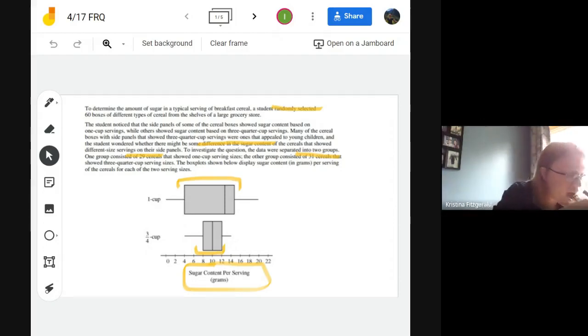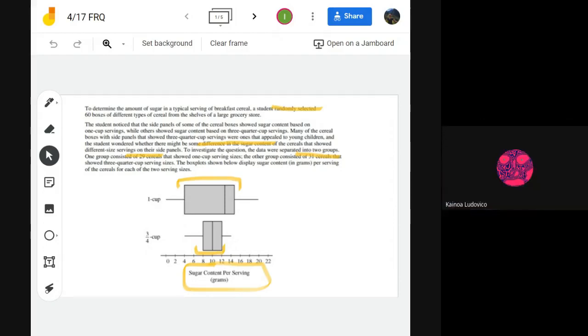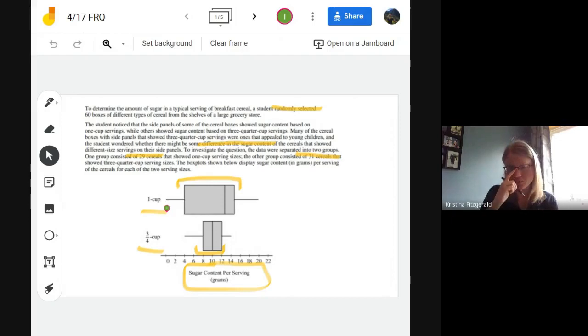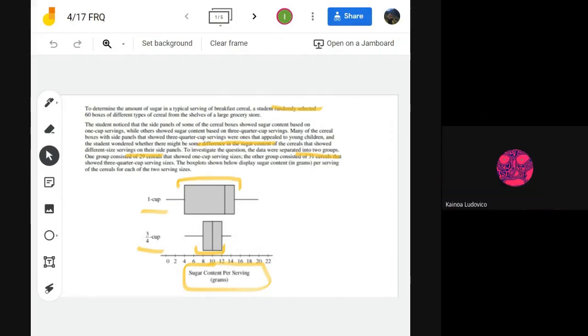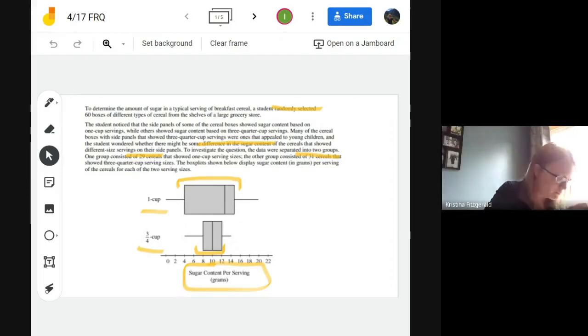Would it be that one is measuring 1 cup and the other is measuring 3/4? Yeah, that's not a bad thing to know, because right now that's going to be our context. Okay. Anything else? Oh, go ahead, Joseph.